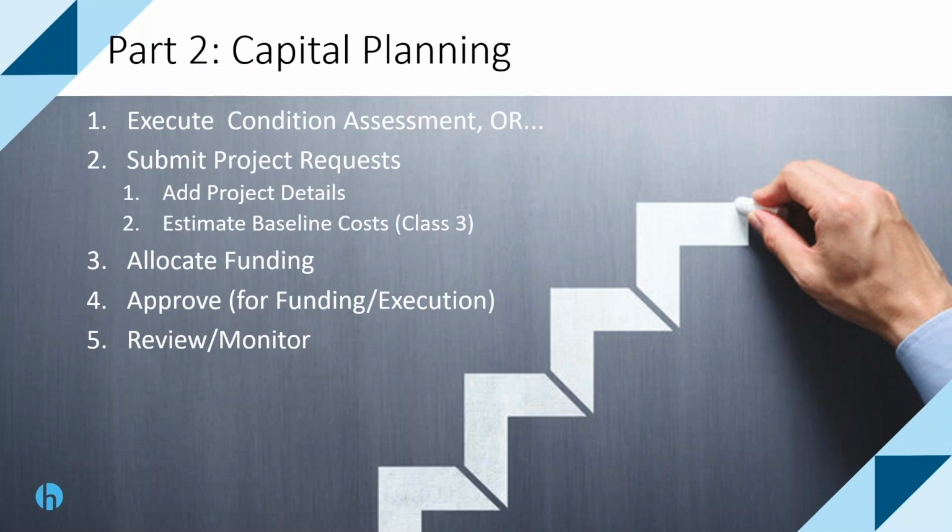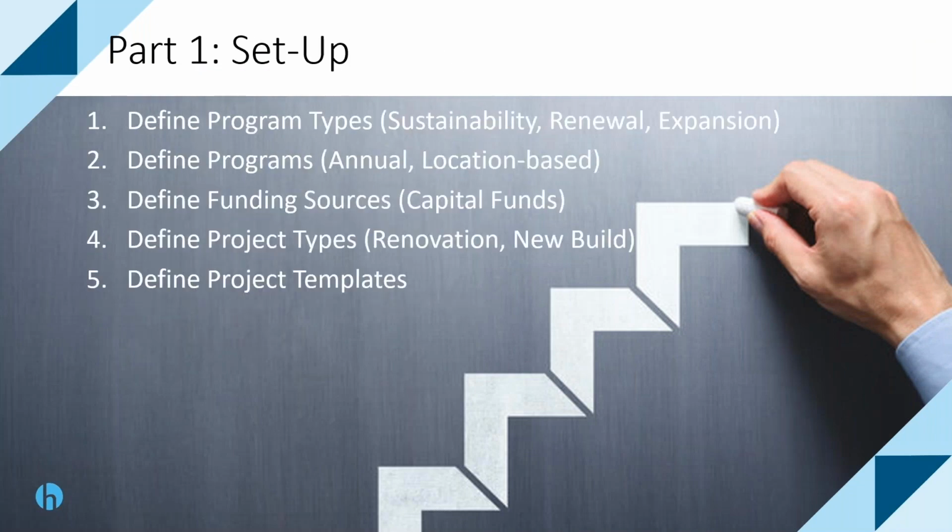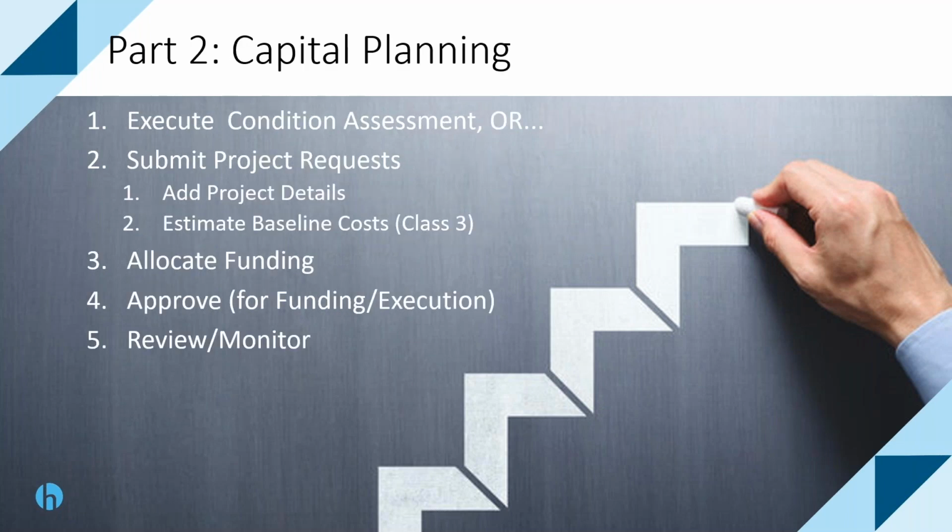So again, just to remind you, if you want to get up and running with these applications, first thing you do is identify some program types, programs, funding, project types, and templates. Then on an annual or somewhat quarterly basis, you want to take your assessment data, submit your project request for approval, make sure that you have funding assigned, get the approval, and then on a regular basis have your planning team review and monitor this project status and spend.